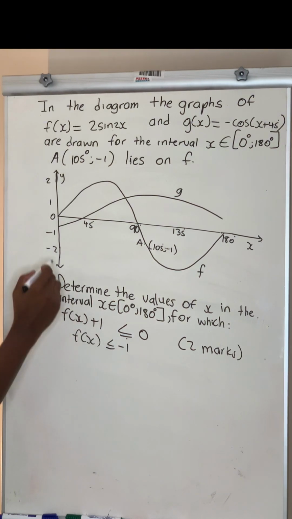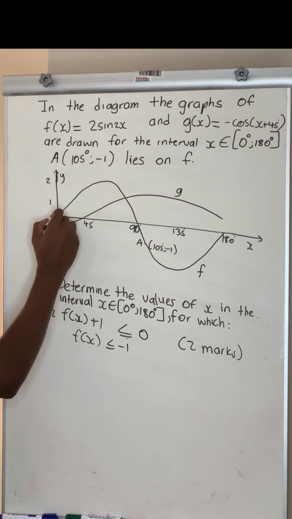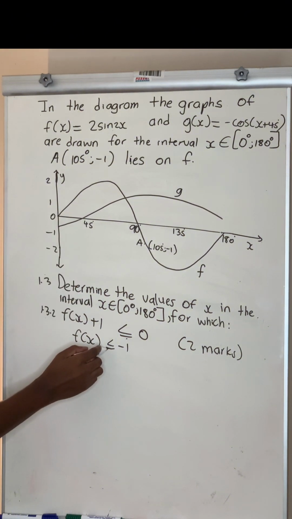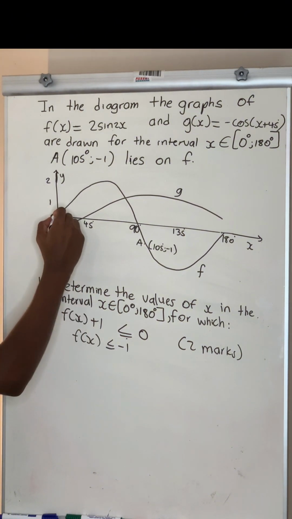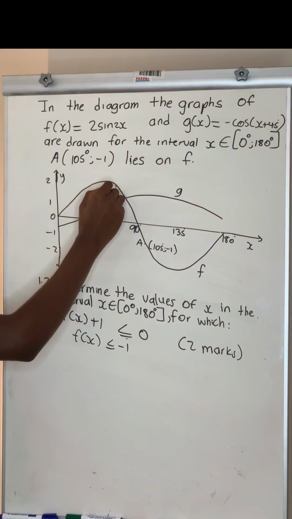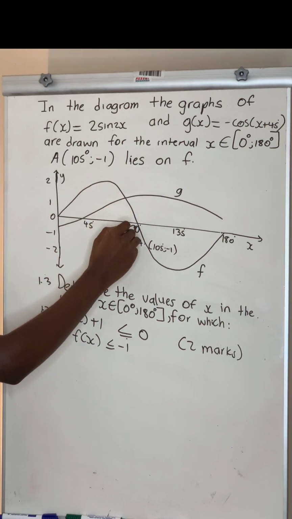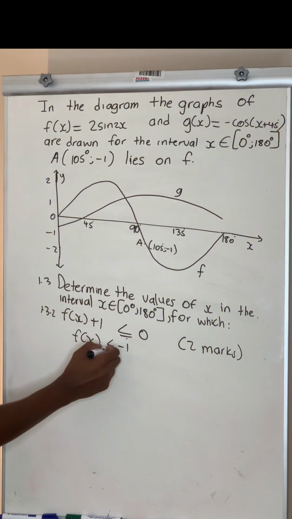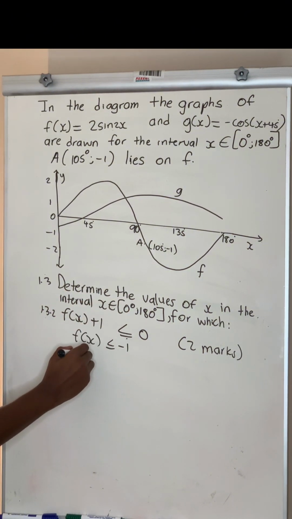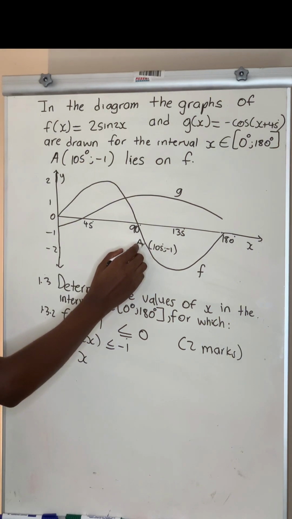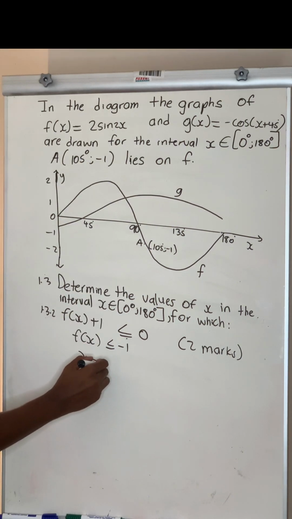So we are looking for the values of x which give us an output that is less than or equal to negative 1. When x is equal to 0, you can see that it's above negative 1. We're looking for an output which is below negative 1. So it's still above negative 1, still above negative 1. You move along, you reach 105 degrees. At this point, it is now equal to negative 1. So you can then say x is greater than or equal to 105 degrees.